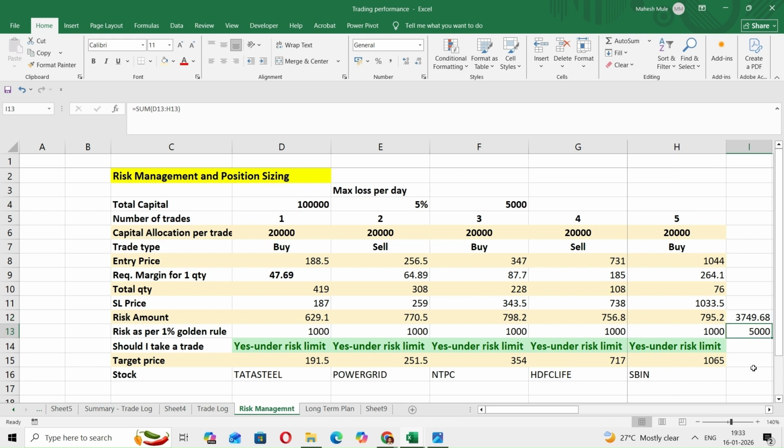People always ask me when I should stop taking trades. This is the best calculator which you can use, right? Always go with a maximum of 5 trades per day. Sorry, maximum trades open should be 5. Suppose your SL got hit in one of the trades at the start.